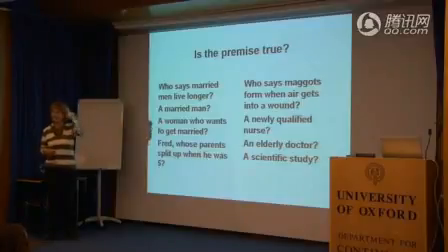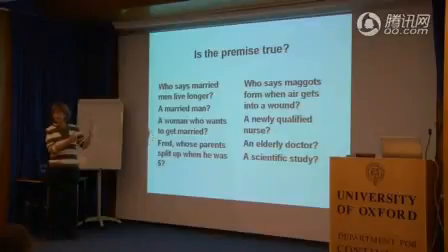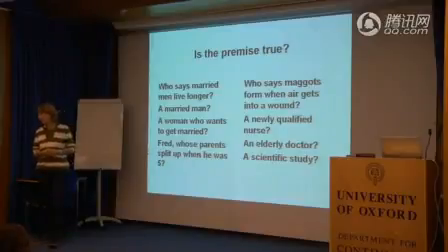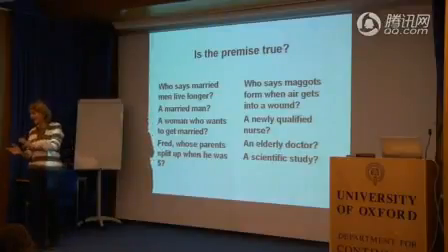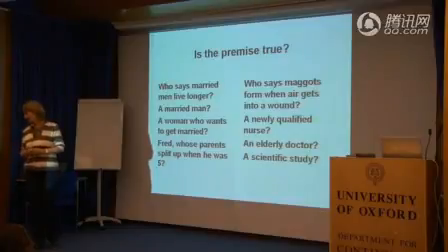So we see A correlated with B, A correlated with B, A correlated with B, and we start to say that A causes B, and all we mean by that is that A is correlated with B. There's just a constant conjunction between A and B. There's nothing that makes A cause B.